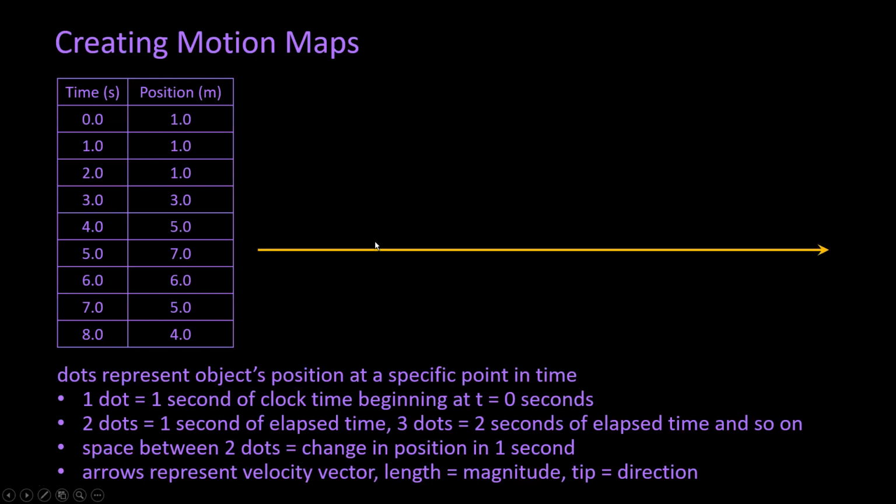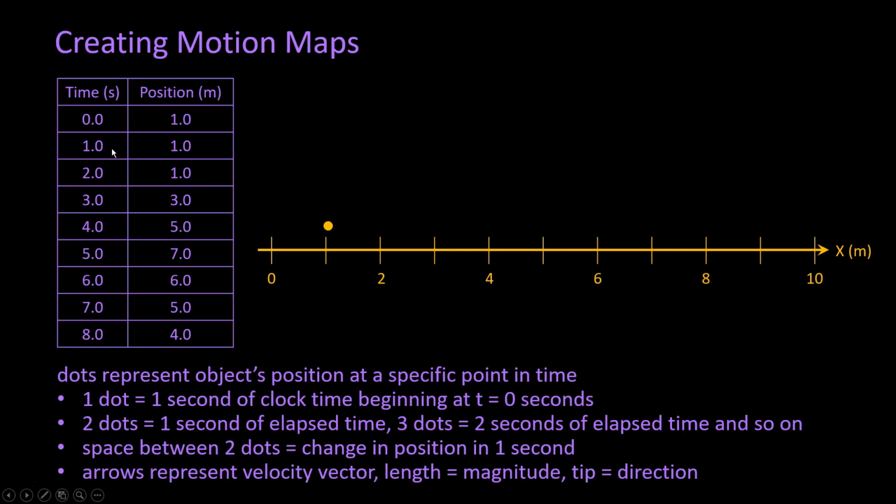Next, we have to put in our position line, and we'll label it X for position, M for the units meters, and we put in a grid, and now let's number our grid. Remember, these are positions in meters, and here is the origin. Now we're ready to plot our points. At time 0, the object is at 1 meter. So my first dot's going to go at 1 meter.